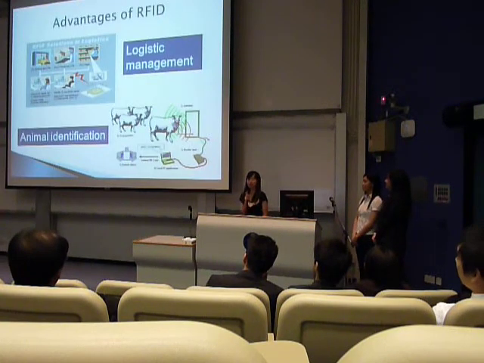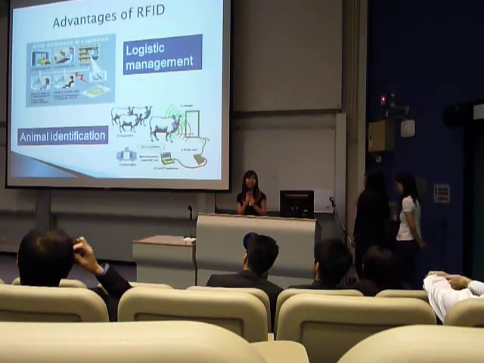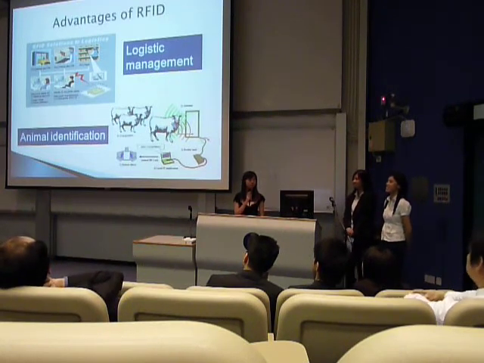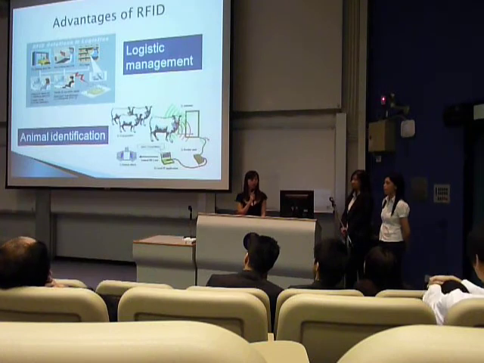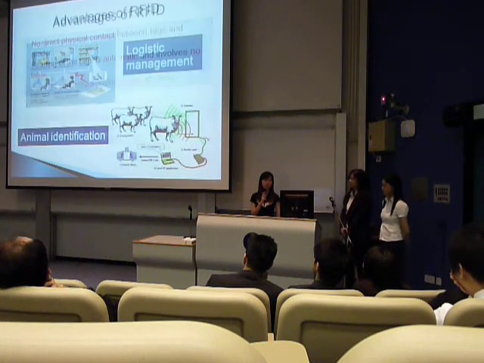Thank you, Queenie. And then I will talk about the pros and cons of RFID technology. As we know, this technology is widely used in logistic management and animal identification. So let's see why it is so useful in these two disciplines.